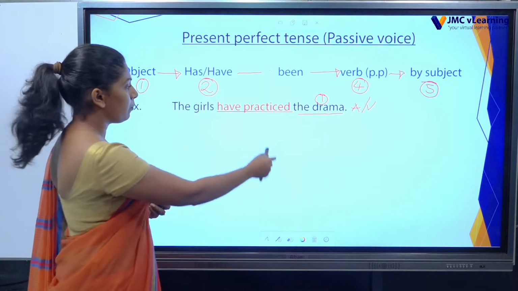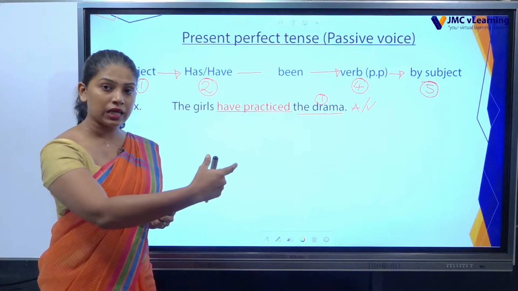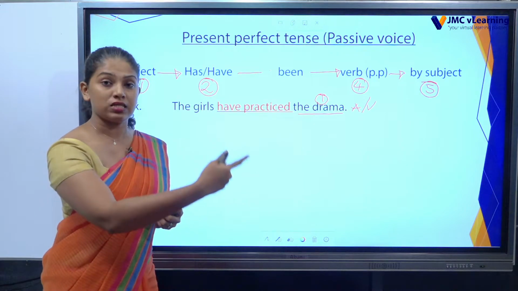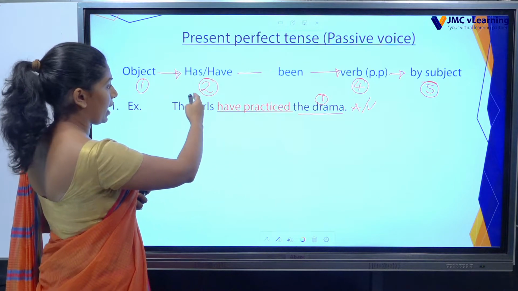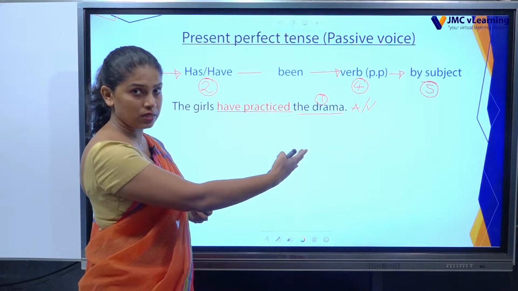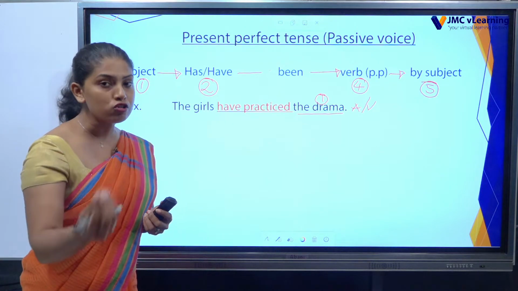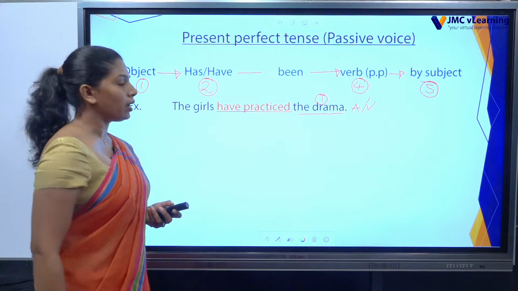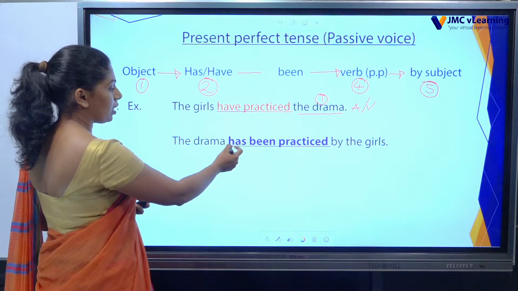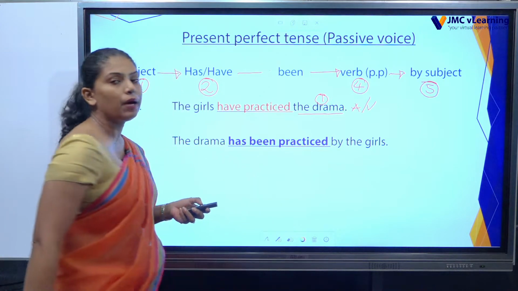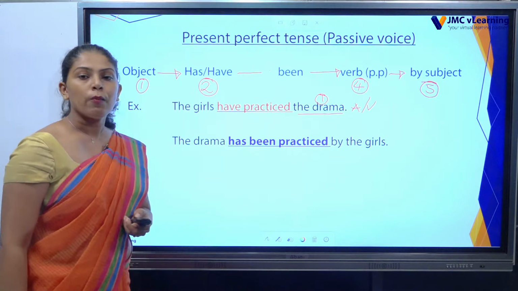What is the verb here? Practiced. Practice is the present one, practiced is the past one, and again practiced is the past participle. So, here we can say the drama has been practiced, and by whom? By the girls. So, that is the last part. If you want to mention the girls, you can write by the girls. So, we can see the answer like this: the drama has been practiced by the girls. So, that is how we can convert the active one into the passive one.